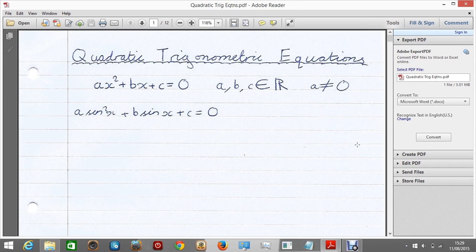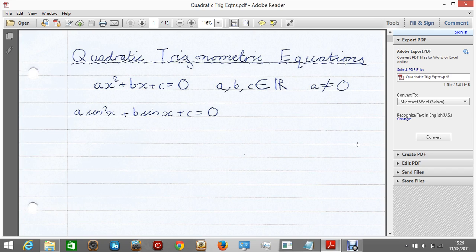The only difference between that and your quadratic trig equation is that instead of it being an equation involving a variable x, it is now an equation involving a function, this being sine. It doesn't always have to be sine, it could be cosine, could be tangent, could be secant. And similarly, it doesn't always have to be quadratic either, you can get other types of trig equations. But these are the ones that come up a lot, particularly in Core 2.